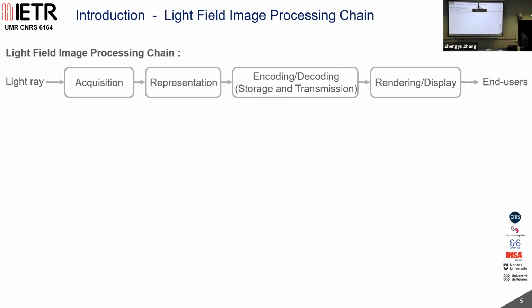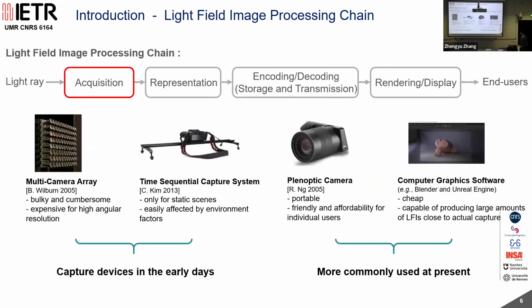And from the light field input to the end user applications, the light field image processing chain can be roughly divided into 4 stages, including acquisition, representation, encoding and decoding, and rendering and display. And the first stage is the light field image acquisition. And currently, there are 4 methods to achieve this, including the multi-camera array, time sequential capture system, plenoptic camera, and computer graphics software. And generally speaking, the first 2 methods are the capture devices of the early days, and the plenoptic camera and the computer graphics software are more commonly used at present.